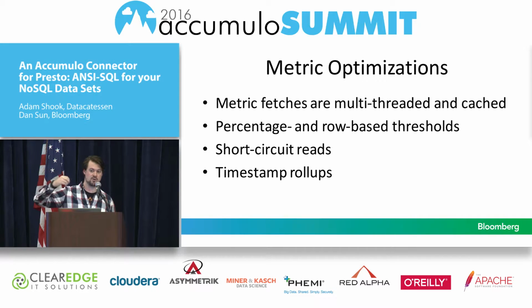We then had percentage and row-based thresholds. As the tables got bigger, percentages weren't working because it was still very expensive to use 5 million row IDs. So we added this hard threshold to say, don't use the index if it's above 1.5 million or whatever it is.